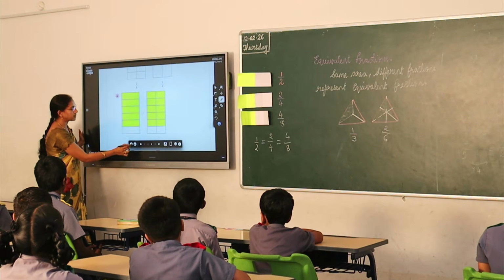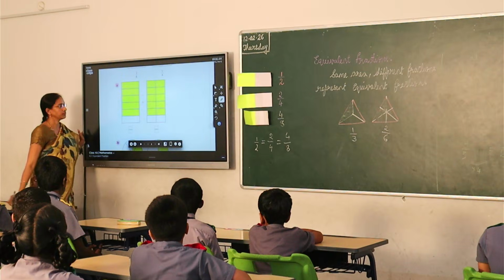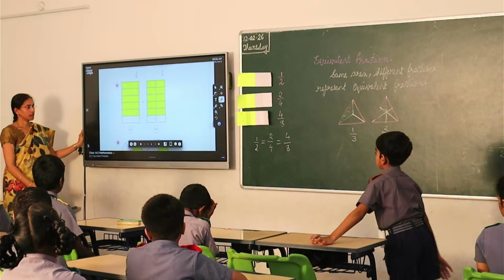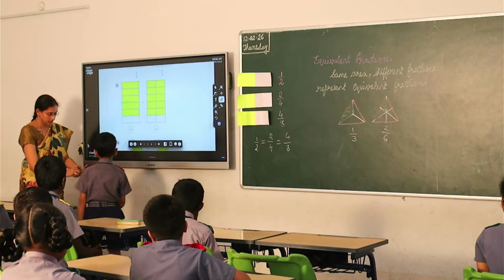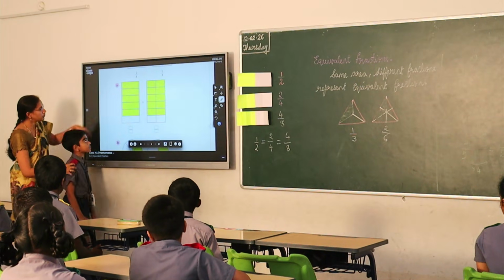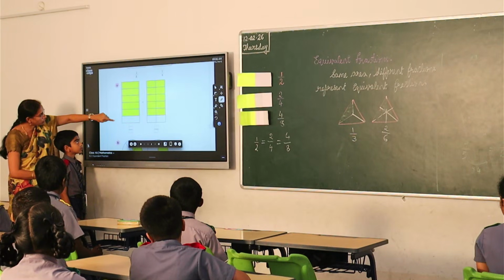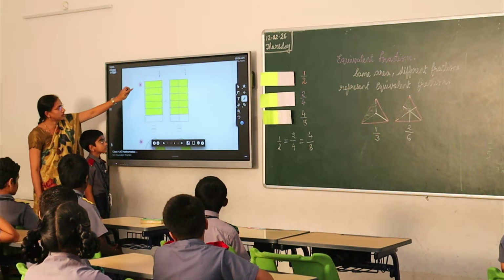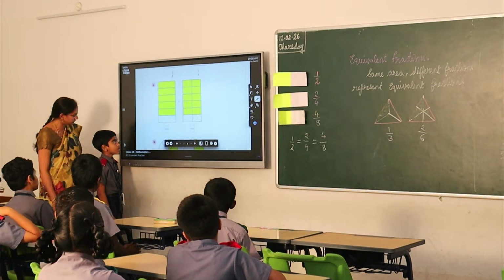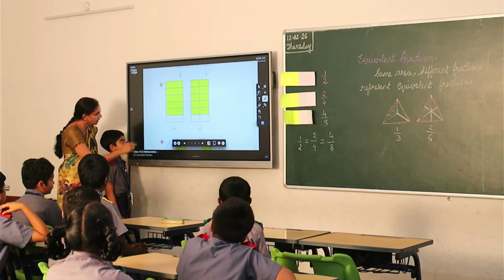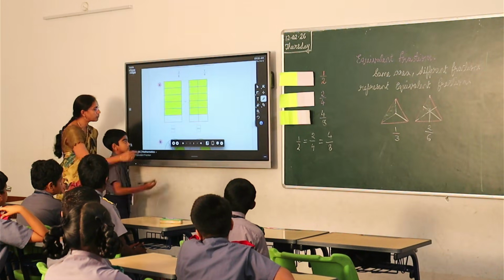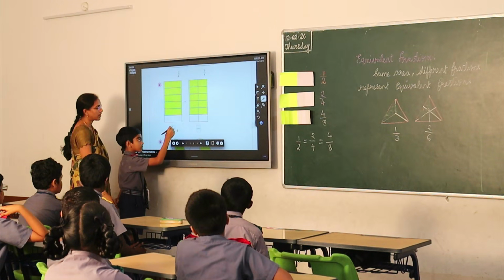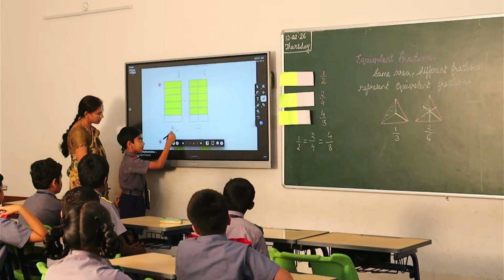Now here we have an activity beautifully designed. Okay, come Prajwal. Stand here. Just hold the pen. Now tell me. The first rectangle is divided into how many equal parts? 6. Out of these 6 equal parts, how many parts are colored? 5. So, what fraction is the colored part representing? 5 by 6. Yes. 5 by 6. Very good.